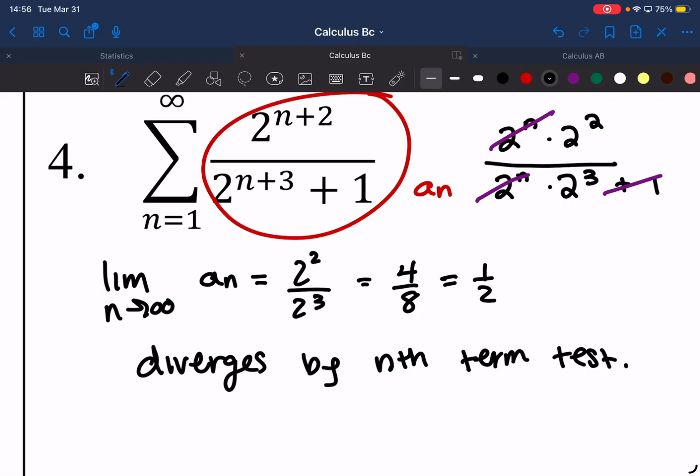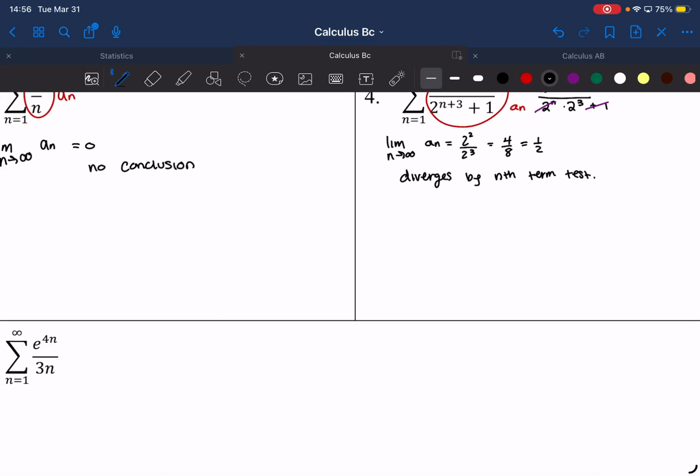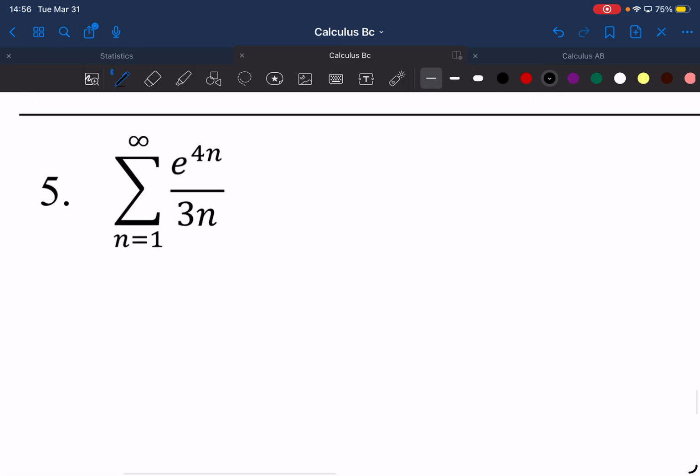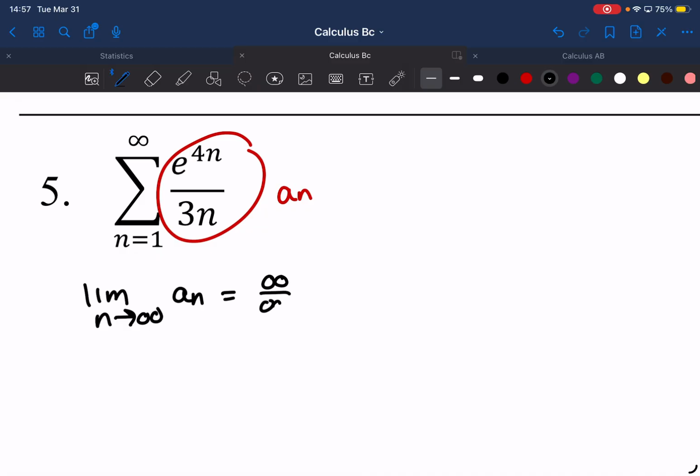Okay. Number 5, the last one. So for number 5, we have the summation of n equals 1 to infinity of e to the 4n over 3n. Again, this is our a sub n. If we were to take the limit as n approaches infinity, what's going to happen with the numerator and the denominator? They're both going to get bigger, right? So they're both going to approach infinity. So this leaves us with the limit as n approaches infinity of a sub n is equal to infinity over infinity.